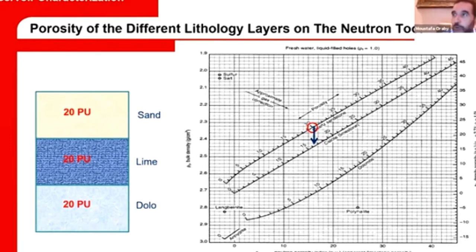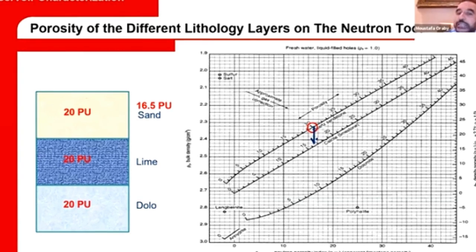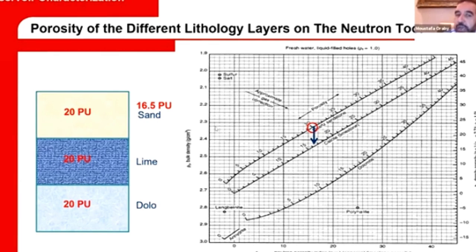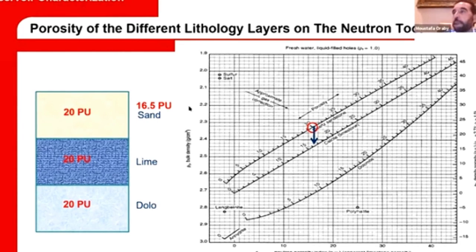Now we can ask, are you comfortable with this? Yes, I am comfortable with this, and I'll prove to you that it's correct. Just bear with us, and we will follow the rules of the API. I know my porosity of the sandstone is 20. I projected my sandstone porosity on the limestone scale, and it's 16.5.